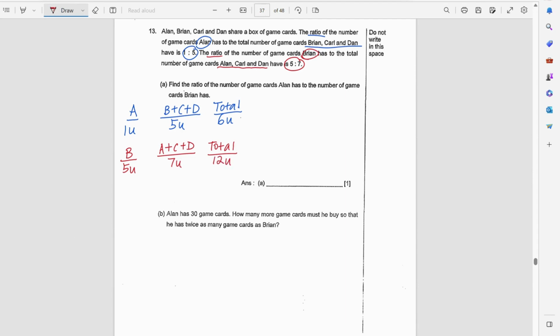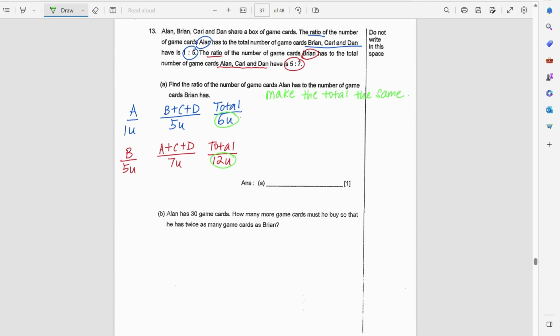Now, since we are looking at the same pack of cards, therefore rightfully, their total has to be the same. But in this case, they are different. So the technique here is to make the total the same. So how do we do that?